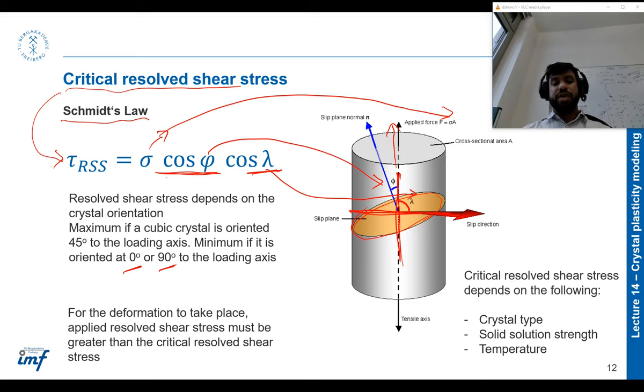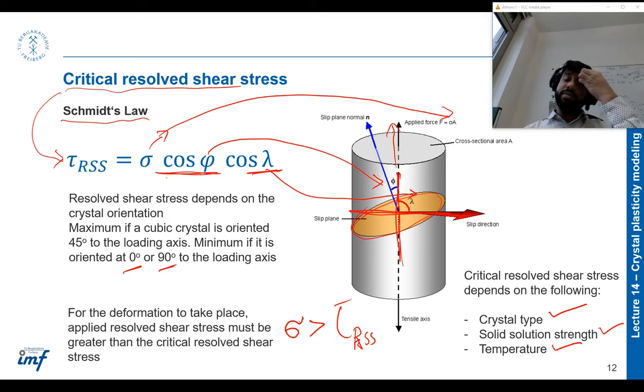For the deformation to take place, applied resolved shear stress must be greater than the critical resolved shear stress. So here is a condition, which means that stress should be greater than CRSS. And we are talking about a plane. The critical resolved shear stress depends on crystal type, solid solution strength, and temperature. It is also important to understand that apart from this angle, it also depends on crystal type, solid solution strength, and temperature of the material.